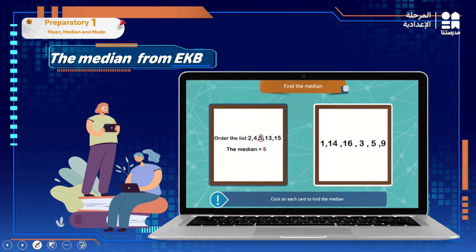To find the median for the set of values, we first put the values in ascending order as shown. We can see that the number of the values is odd, so the median is the middle value, which is 5.